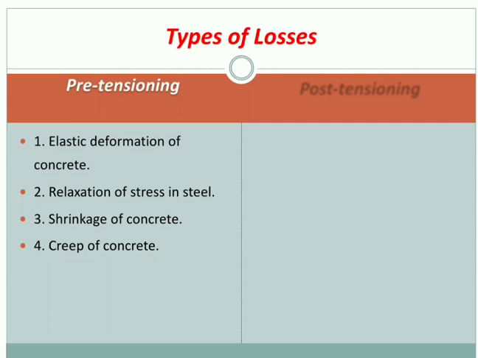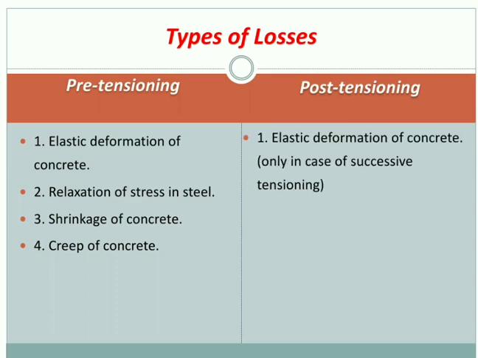So when we talk about pre-tensioning, we get 4 types of losses. That is loss due to elastic deformation of concrete, loss due to relaxation of stresses in steel, shrinkage of concrete, which produces a loss, and creep of concrete. So in pre-tensioning, these are the 4 major factors which will result in loss.